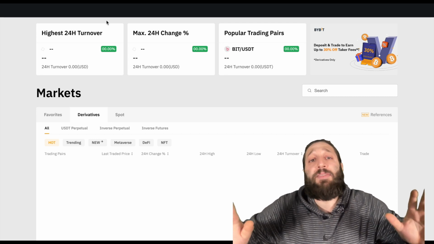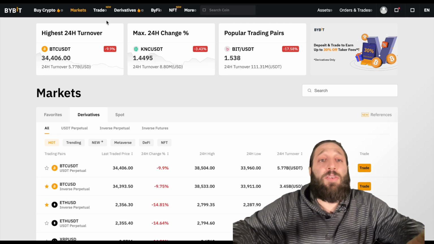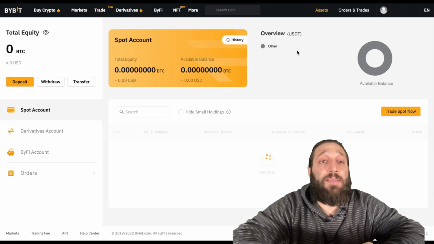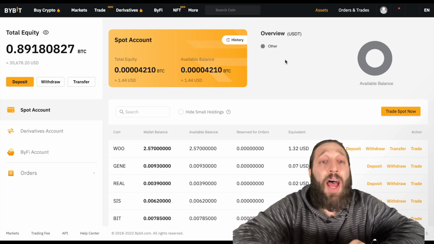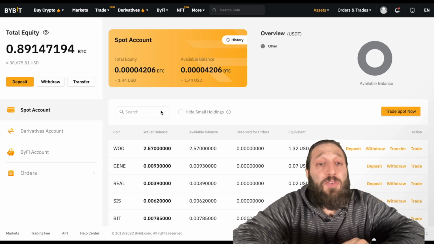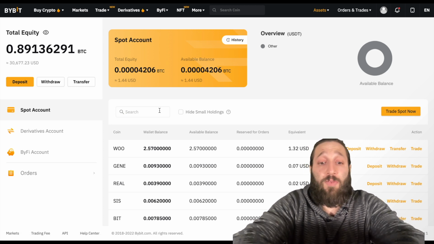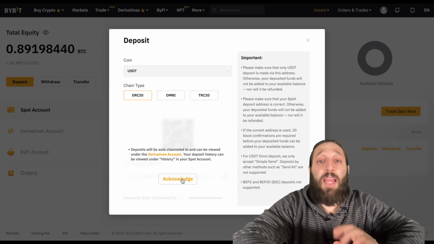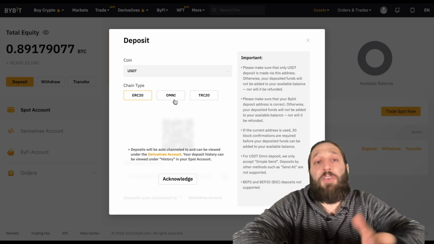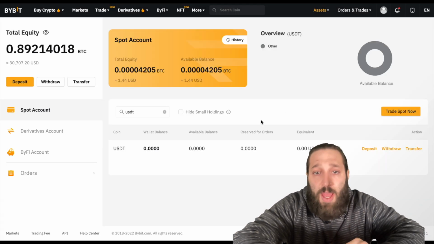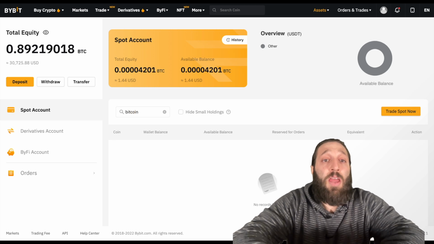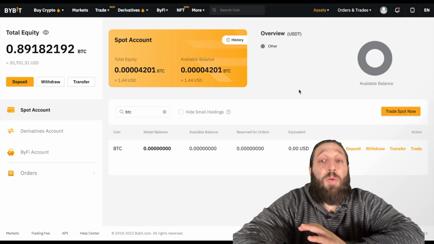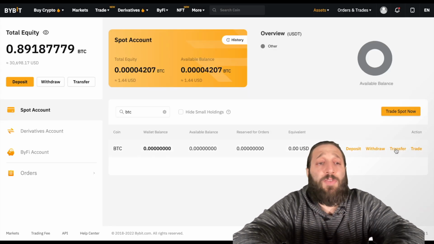So first thing is first, you need to have some cryptocurrency. So actually, let's go to our asset pages. I'm going to show you guys how to deposit some assets, so Bitcoin, Ethereum, or any other altcoin that you have. So you come to your asset pages, and then you search the coin that you want to deposit. So if it was USDT, you search that, you go deposit, and then you'll get your address by clicking acknowledge if you wanted to deposit. And then you can deposit on different blockchains as well. So if you wanted to deposit Bitcoin, same thing, you type in BTC and then you deposit that Bitcoin. Easy as that. You can deposit, you can withdraw, and then you'll be able to transfer from account to account.